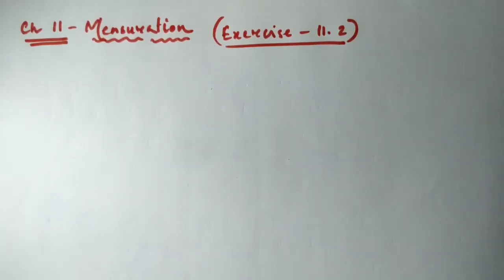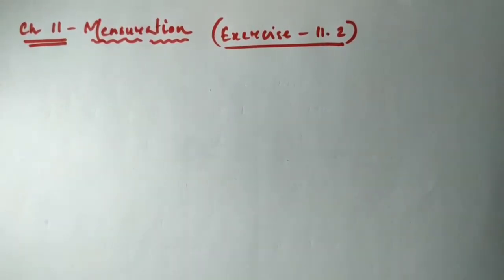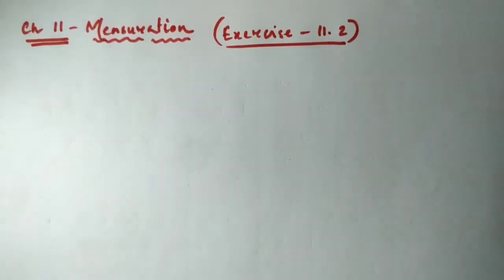Hello everyone. Today we'll start with exercise 11.2 of chapter Mensuration. In the materials that I gave you in your first day's class, I have given you the formulas for the area and volume of different structures like trapezium, rhombus and different types of quadrilaterals.